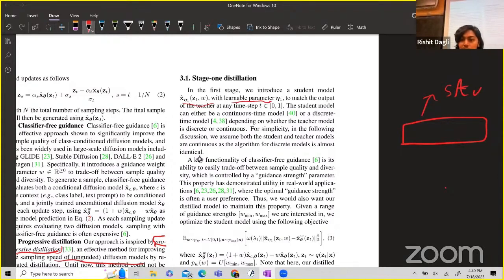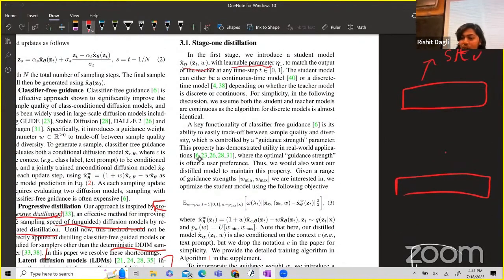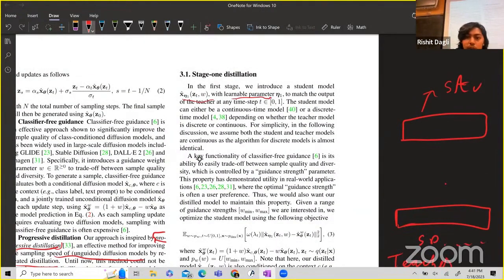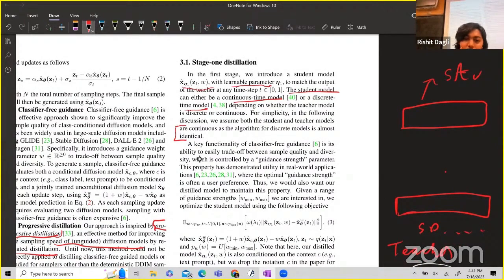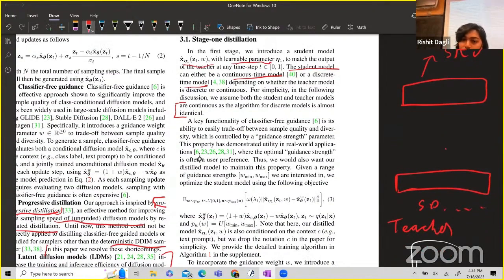And what they do is you have your teacher model, and the teacher model, at least right now, by knowing about distillation, should just be a pre-trained diffusion model. So this will be, let's say, x theta or something. This is your pre-trained diffusion model, and this becomes your teacher model. Then they describe their student model. They say this is your student model, and it can either be a continuous time model or a discrete time model, depending on whether the teacher model is discrete or continuous. Right now they assume that both of them are continuous. Changing this for discrete shouldn't be so hard, I guess, at least from the distillation perspective. But right now both of these are continuous models.